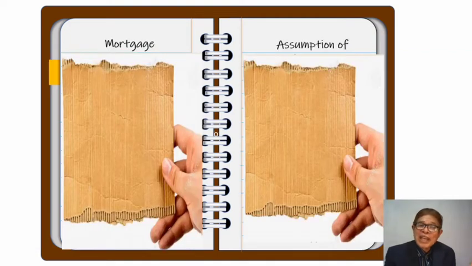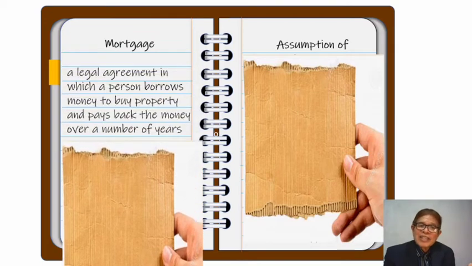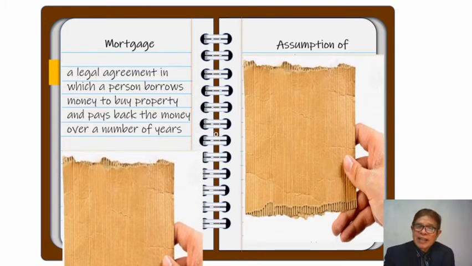What is the meaning of mortgage? Mortgage is a legal agreement in which a person borrows money to buy a property and pays back the money over a number of years. In short, it is called loan. The title must be in the name of the buyer.